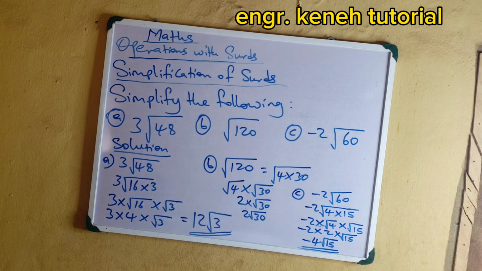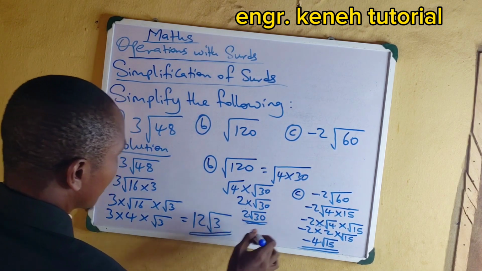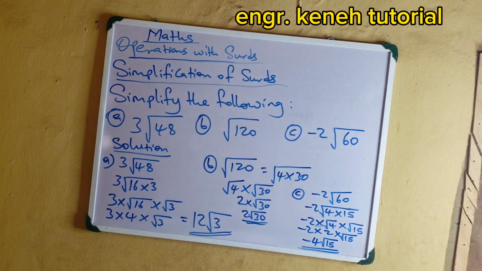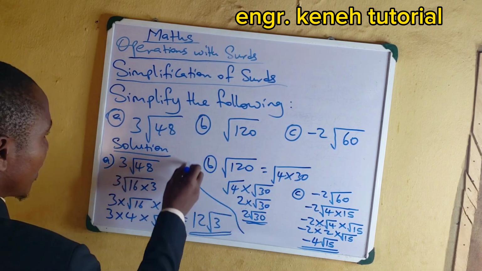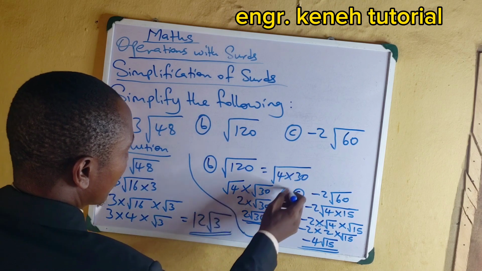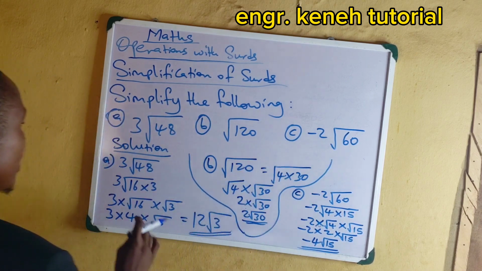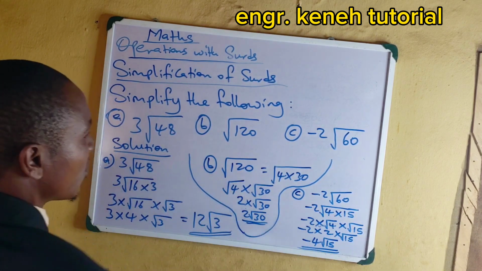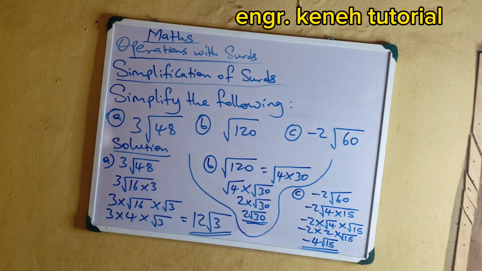All right. Look at the answer to this. I hope it's clear. Look at it here, the way I solved it. This one is for A, for B, and for C. So that's how to simplify surds.